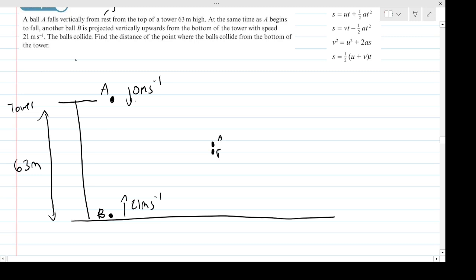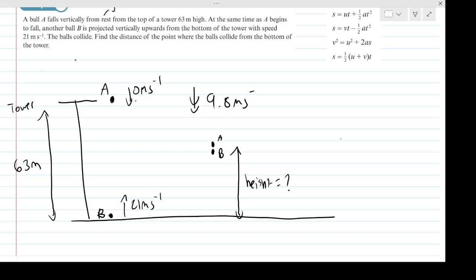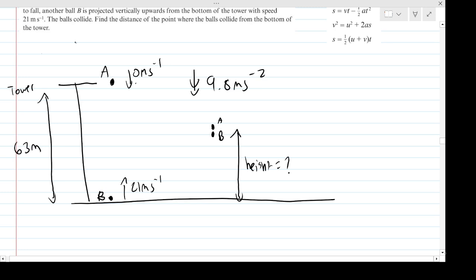So we're going to have A here and B here, right? So what we want to find is the distance from the point where the balls collide. So this point here, where they both meet, they collide, the distance where they collide from the bottom of the tower. So they want this height here. Okay, and as always, there's going to be acceleration, gravity. So it's going to be downwards by 9.8 because stuff is moving down and up through the air. Okay, so how can we deal with this and what can we do here?